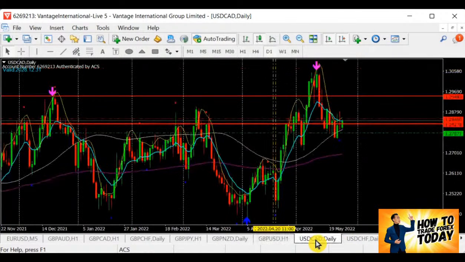So dollar CAD, we are still in the midst of up and down. Are we going anywhere? I would say no. So stay away first.